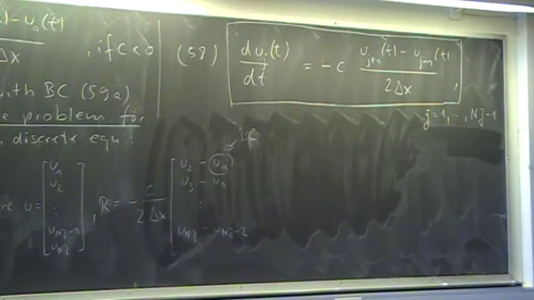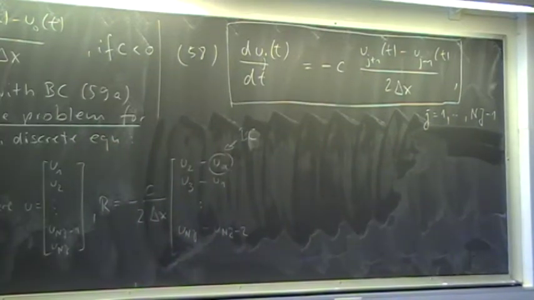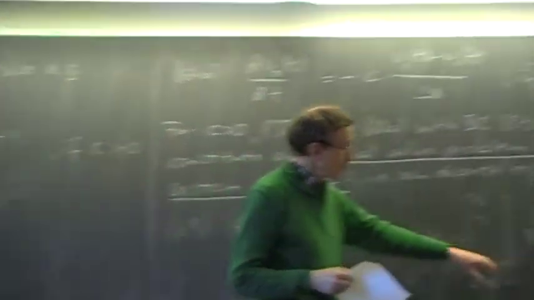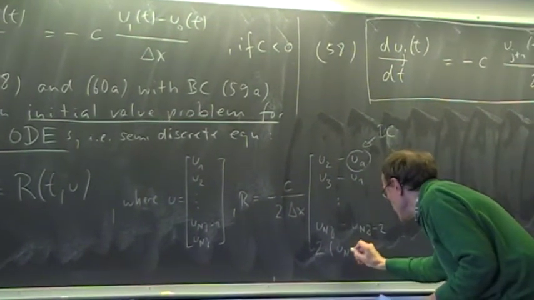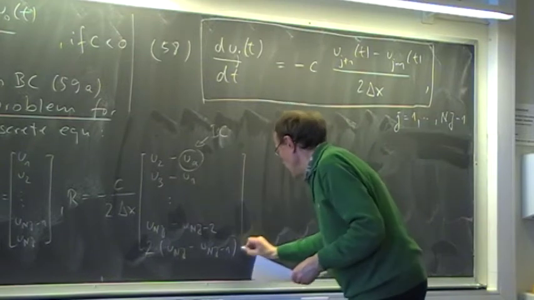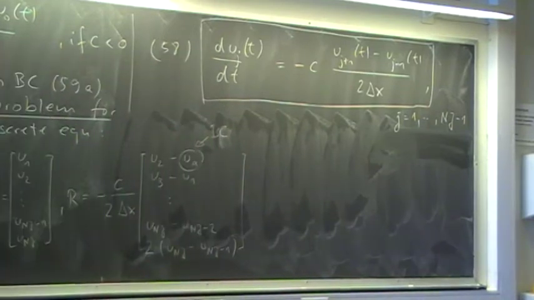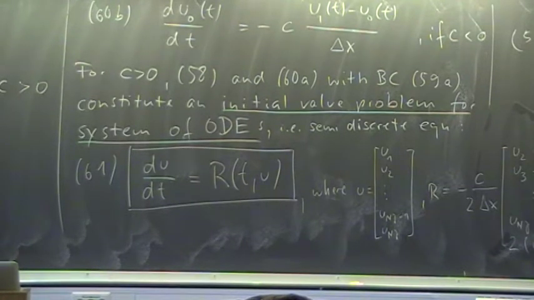And for the last one, we have to use 60a. So we have to use this one here: unj minus unj minus 1 divided by delta x. But since we factorized the 2, we have to compensate for that by writing a 2. So that is then the right-hand side of this system of ODEs. That is now the semi-discrete equation that we get by the method of lines, using central differencing in the interior, and upwind differencing at the outer boundary.